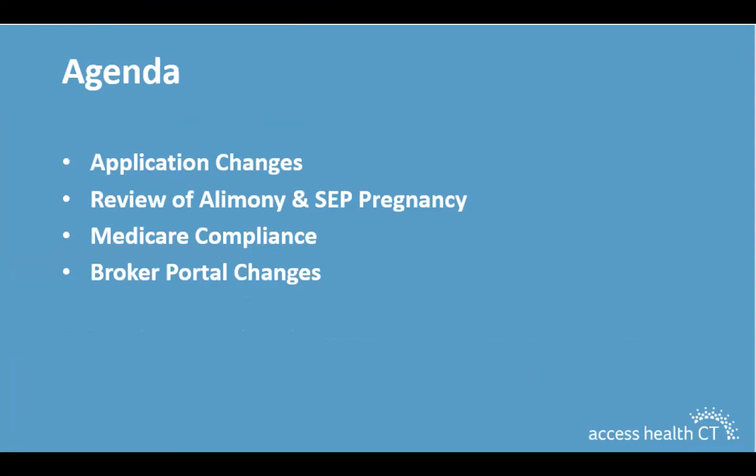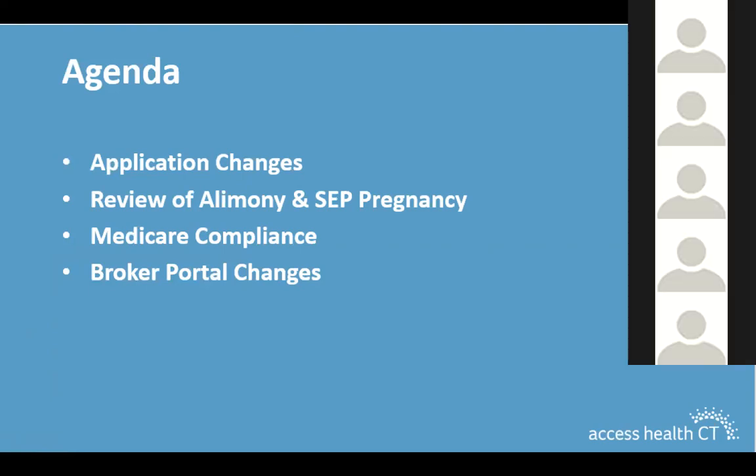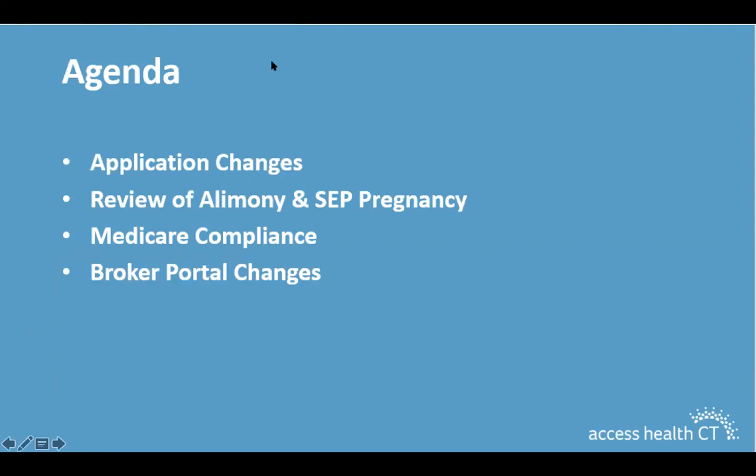Hi, everyone. Thanks for joining us. At the end of March, there was a new HCT release. There were two parts to that release, Part A and Part B. We're primarily going to cover Part B of Release 25, which was implemented at the end of March. We're going to talk about some changes to the HCT application, some changes to the way alimony is counted or deducted. We're going to talk about pregnancy as a qualifying life event. We'll talk about some new checks on Medicare enrollment that are behind the scenes. And Shelly will talk a little bit about some broker portal changes.